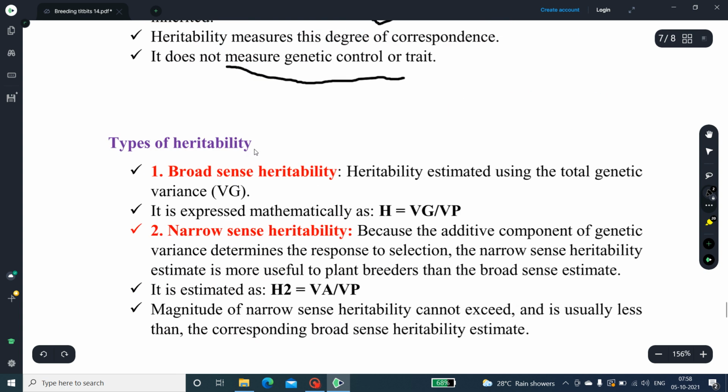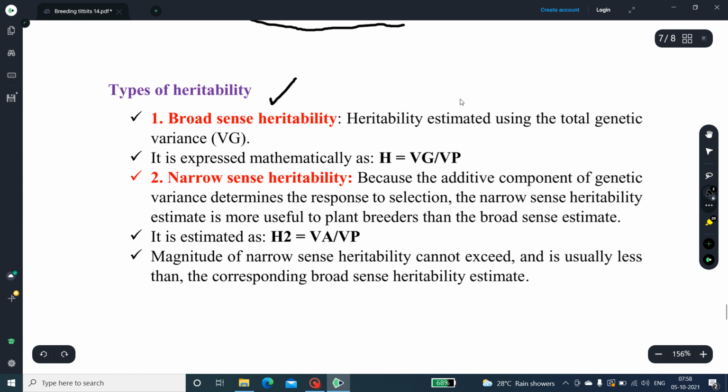There are two types of heritability. Broad sense heritability is estimated using total genetic variance. It is expressed mathematically as H equals VG divided by VP. Narrow sense heritability is defined because the additive component of genetic variation determines the response to selection. The narrow sense heritability estimate is more useful to plant breeders, which you have to note down, than the broad sense estimate. It is estimated as h2 equals VA divided by VP. The magnitude of narrow sense heritability cannot exceed, and is usually less than, the corresponding broad sense heritability estimate.